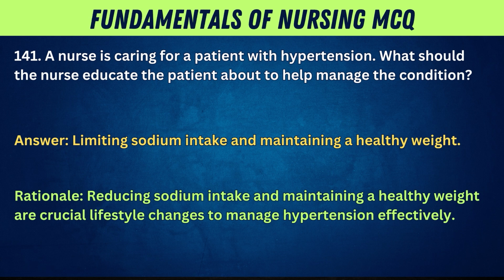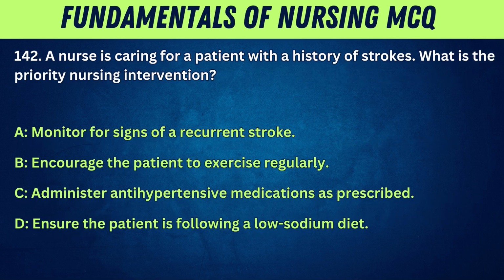Answer: Limiting sodium intake and maintaining a healthy weight. Rationale: Reducing sodium intake and maintaining a healthy weight are crucial lifestyle changes to manage hypertension effectively. 142. A nurse is caring for a patient with a history of strokes. What is the priority nursing intervention?